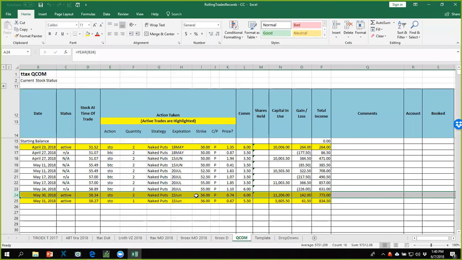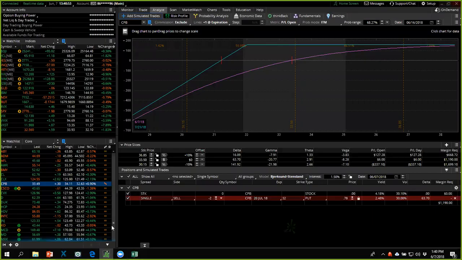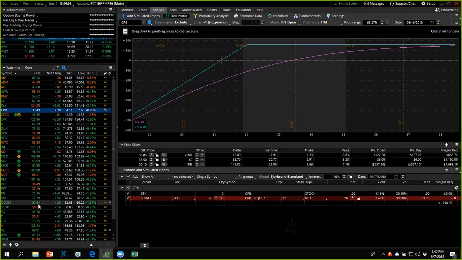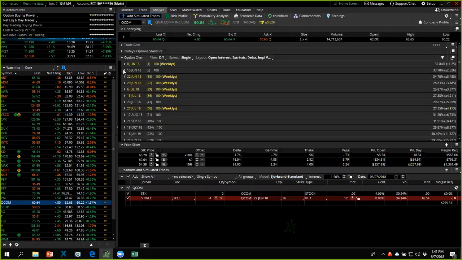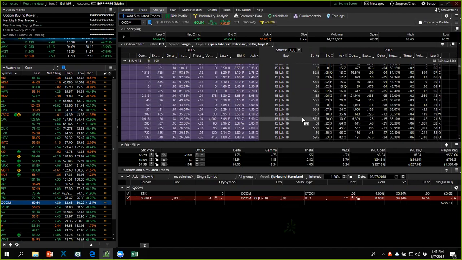But I sold the 56 strike June 15th cash secured puts, and I got between 74 cents and 67 cents. If you come look at QCOM now, here it is at 60.54, and I'm down at the 56 strike. So, and it's only got a week to go. If we come look at the quote on those puts right now, 0 by 26 cents. Okay. Which means mark is somewhere around 13 cents.